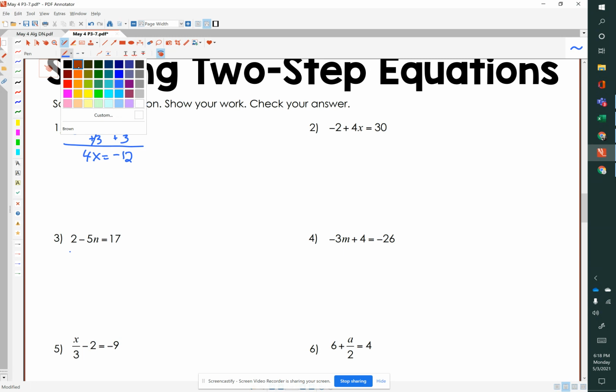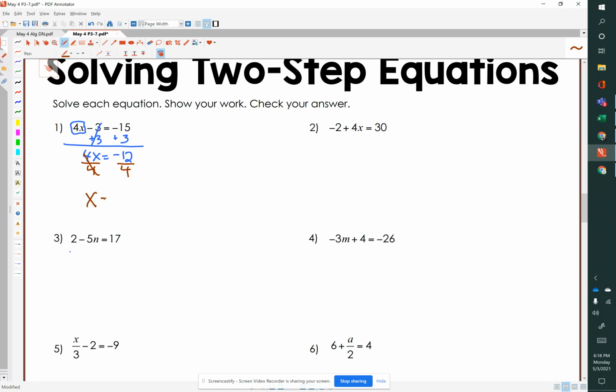Now we ask what is happening to x. It's being multiplied by 4. So we will divide by 4. Whatever we do to one side of the equation, we do to the other. And x equals negative 3. Negative 12 divided by 4 is negative 3.